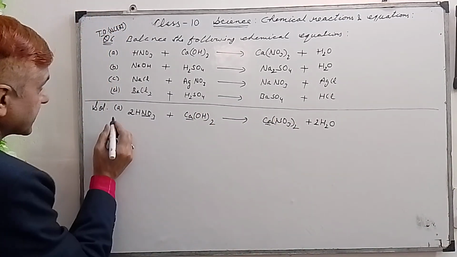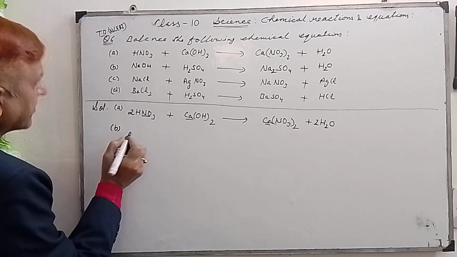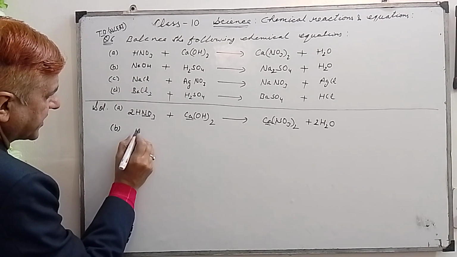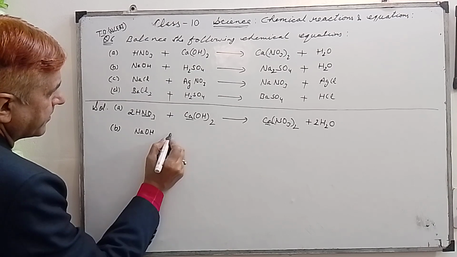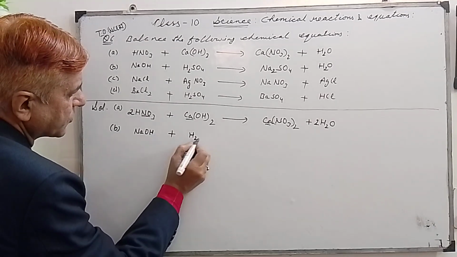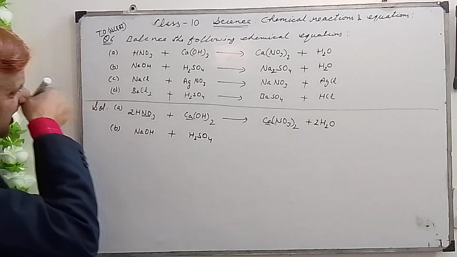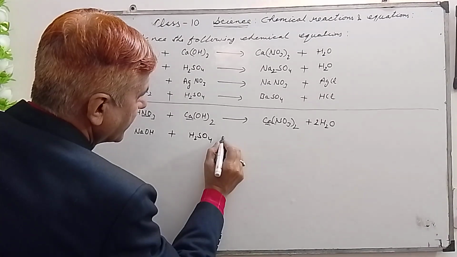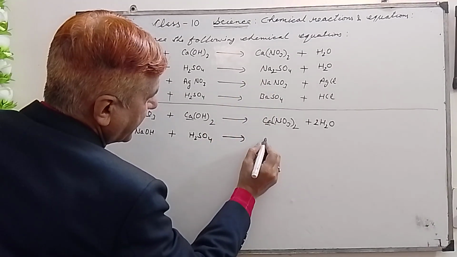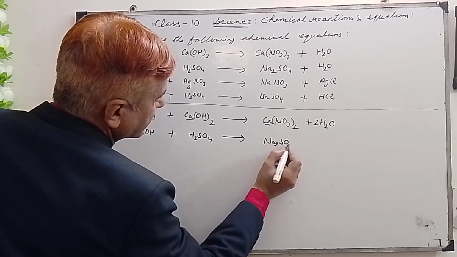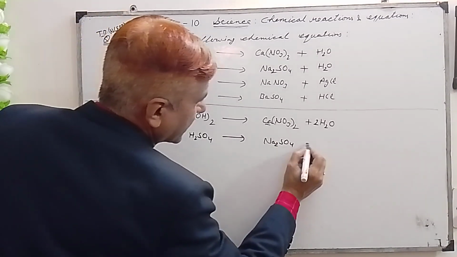Now let's take the second chemical equation. B part: sodium hydroxide plus H2SO4, sulfuric acid, is equal to Na2SO4, sodium sulfate, plus water.